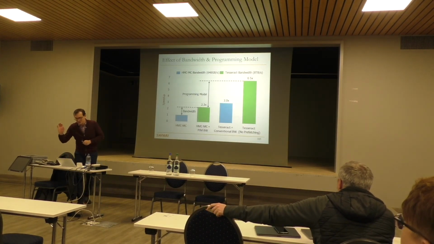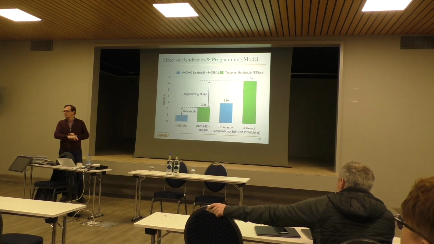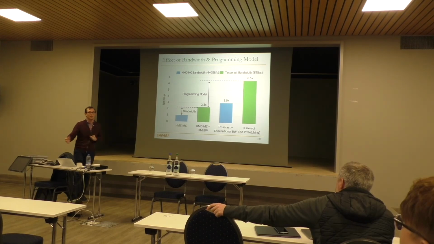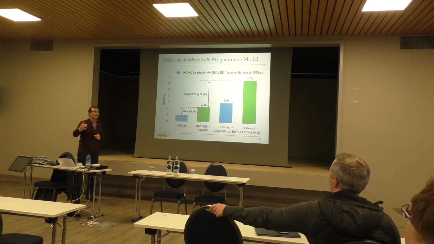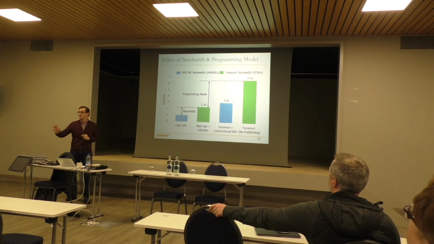Okay, there's more analysis in the paper. There's basically benefit coming from just bandwidth, benefit coming from the programming model, and the paper has even more analysis than this. But it's not just because we're throwing bandwidth at the cores. You really need to change the programming model as well to take advantage of it.